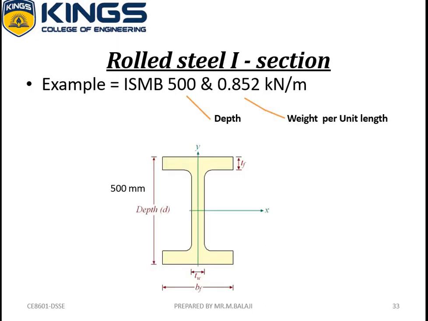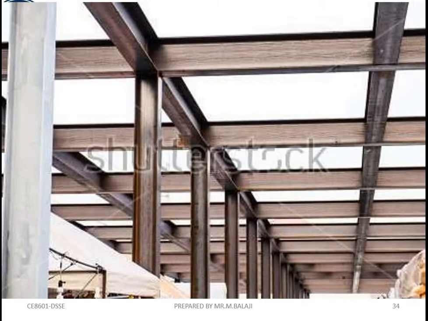For example, ISMB 500. So 500 is nothing but the overall depth. TF is nothing but thickness of flange. TW is nothing but thickness of web. BF is nothing but width of the flange. I section is nothing but connection of column and beam.